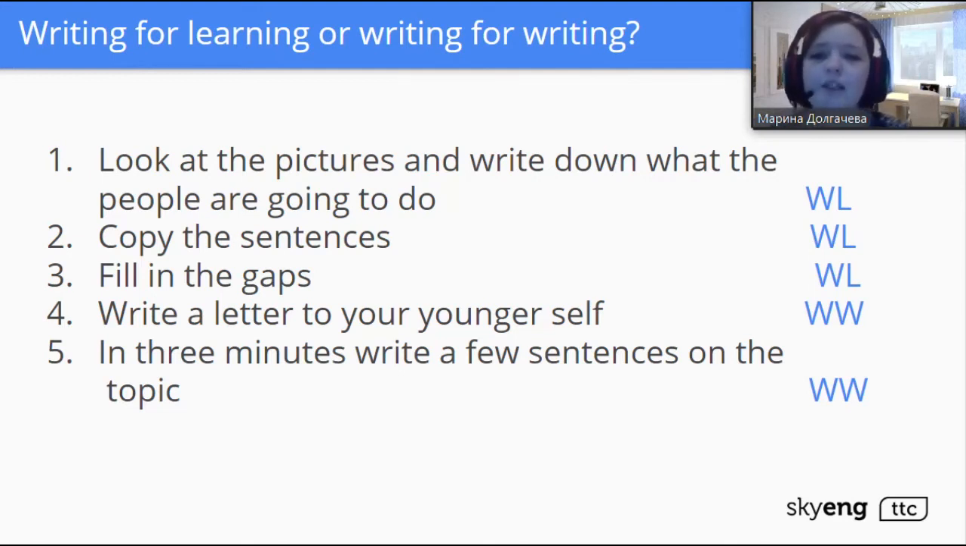And the last one, in 3 minutes, write a few sentences on the topic. On the one hand, it is something on the topic, and the topic is given to the student. But on the other hand, it is about expressing the student's opinion, maybe the attitude to this topic, and that's the type of task, the purpose of writing, so why the student needs to do that. That kind of task makes this type of activity writing for writing task.